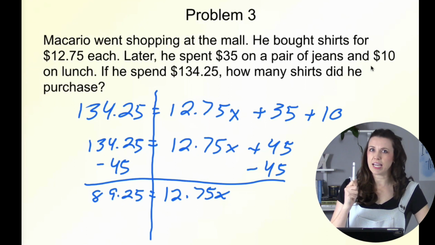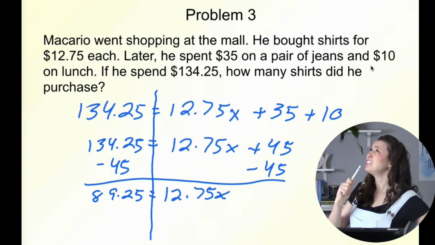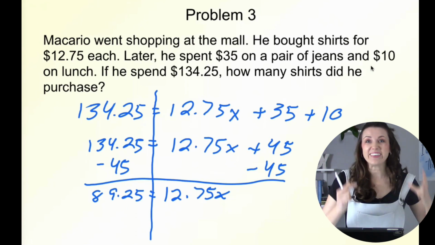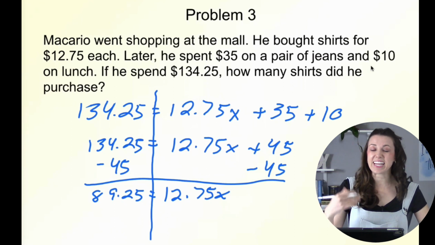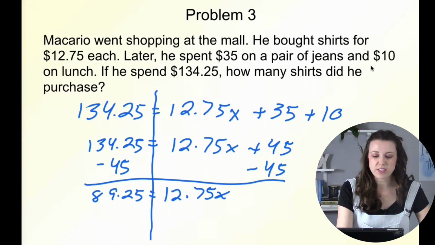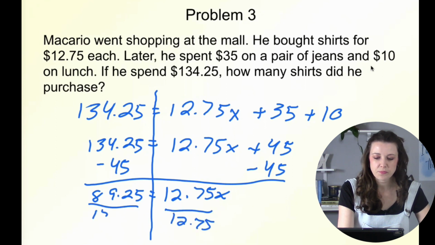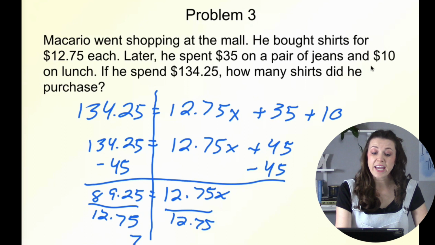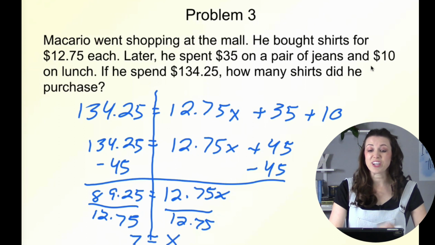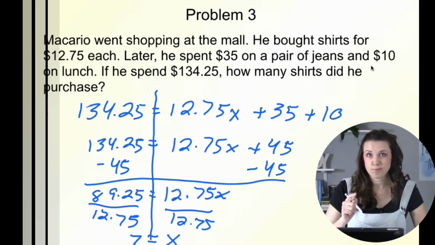Okay, so this is a little silly, but I like to think about my pencil as a microphone, and I sing the song from the 80s. How do I get you alone? So how do I get my x all alone? The way I get my x alone here is I need to divide by 12.75. So I'm going to divide by 12.75 on both sides. And I am left with 7. So 89.25 divided by 12.75 is just equal to 7. So that's my answer, 7 shirts.